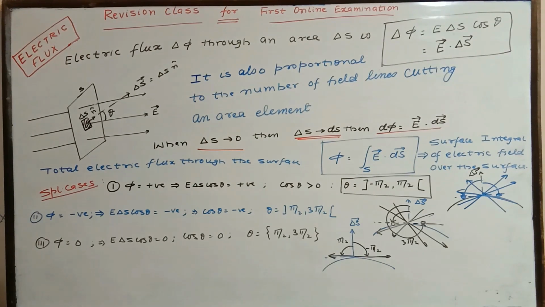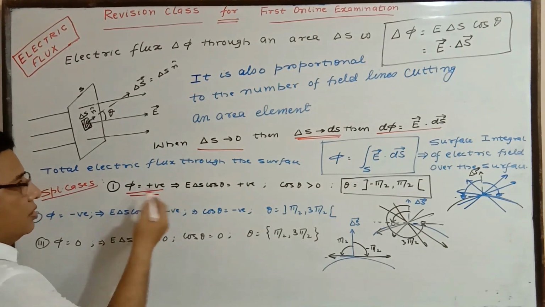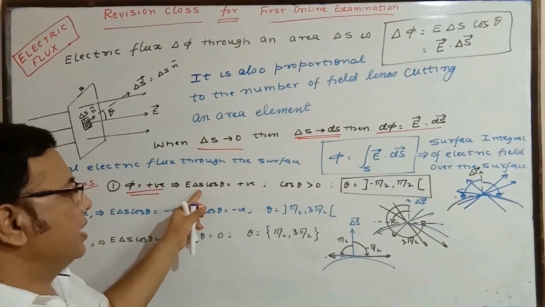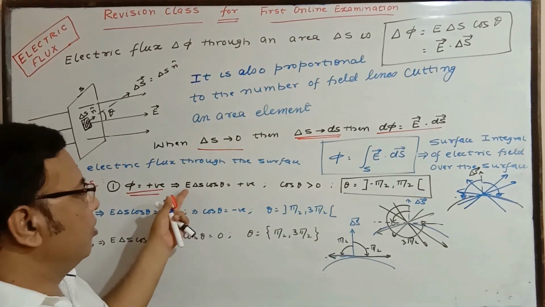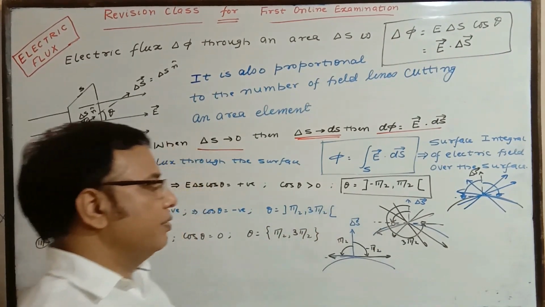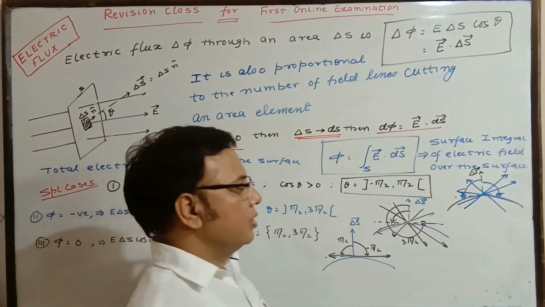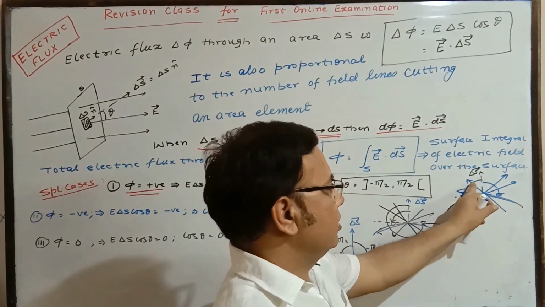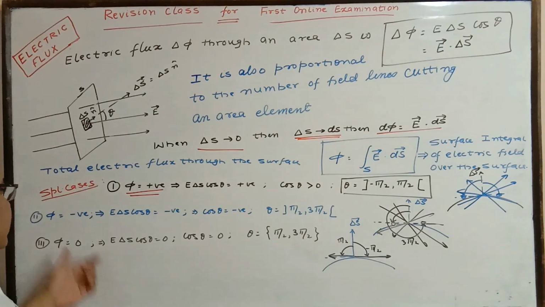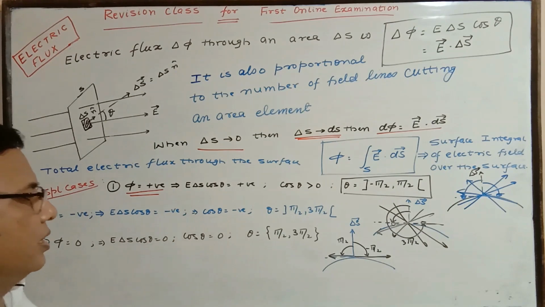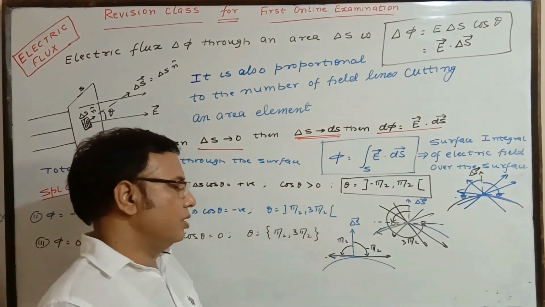Now the special cases. When flux phi is positive, phi positive means that E dS cos theta has to be positive. E and dS are the magnitude, so these two will always be positive, so cos theta has to be positive, and then theta will be in the open interval minus pi by 2 to plus pi by 2, making an angle plus pi by 2 anticlockwise or pi by 2 clockwise. In the second case, if flux is negative, then cos theta will be negative and theta will be in second quadrant and third quadrant.